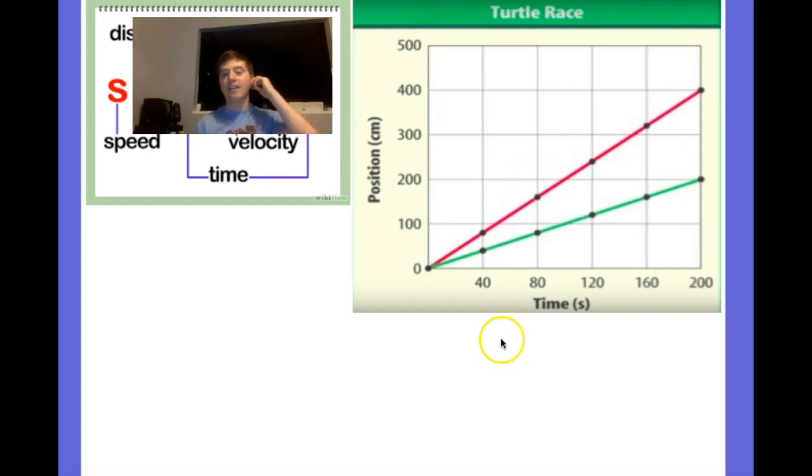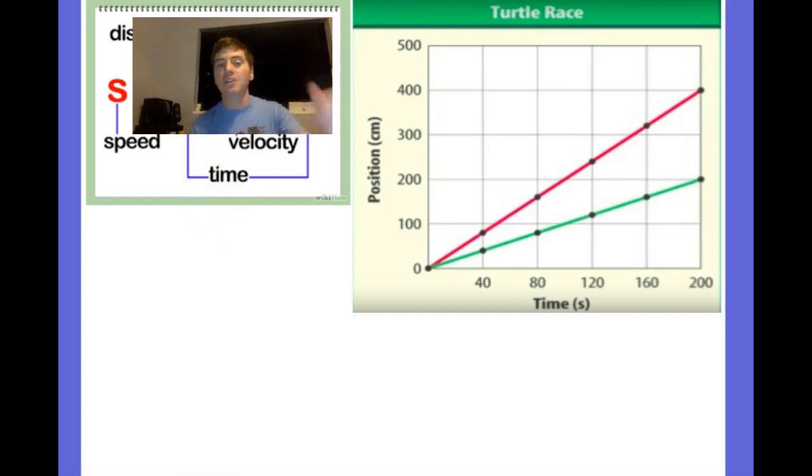How can we tell it's faster? I can tell it's farther because it's above on the position. So it's definitely farther. How can I tell it's faster? I can tell that this turtle is going faster because the line is steeper. It's more steep than this one. This one's laying more flat. Well, what if I wanted to prove it?